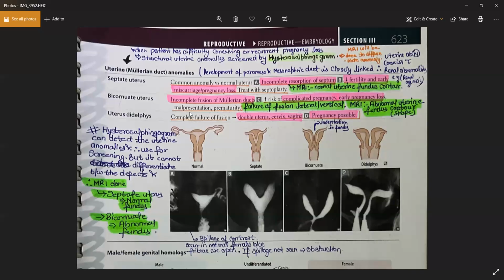So, any doubt? And I told you, whenever you have any Mullerian duct anomaly, you will always have renal anomalies also, like renal agenesis. So these patients mostly will also have renal agenesis. Now, any doubt, please ask. No, that's okay. No, thank you.